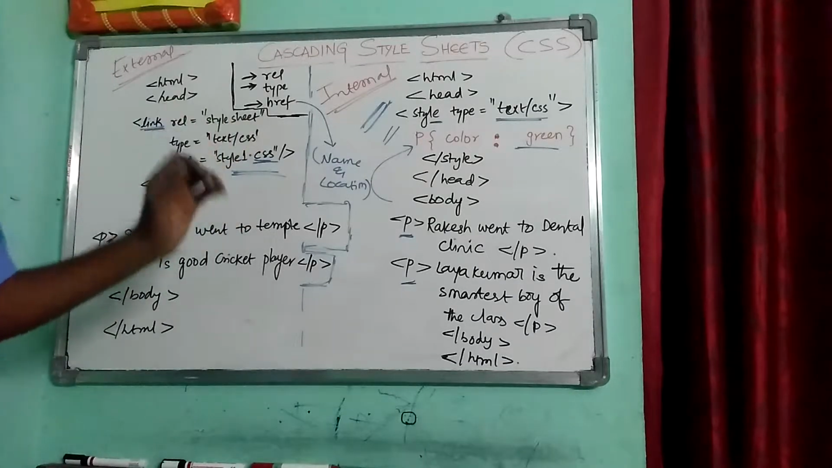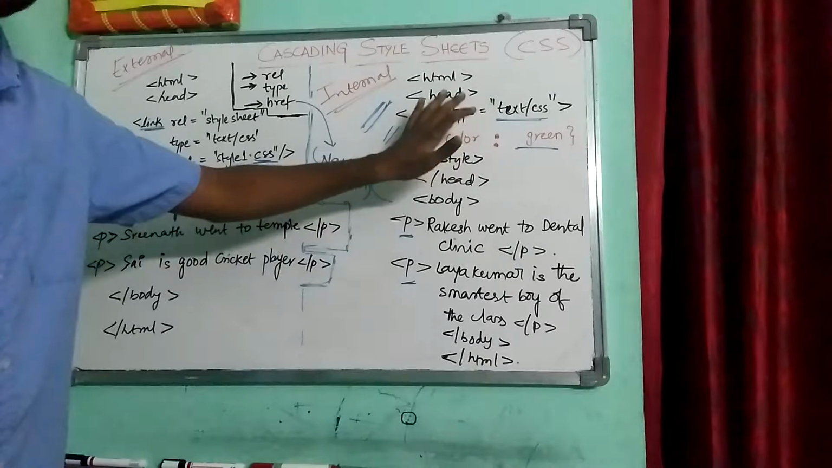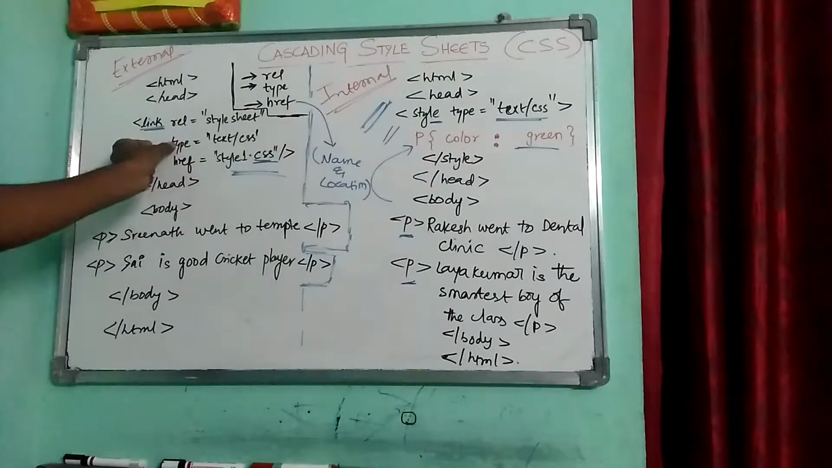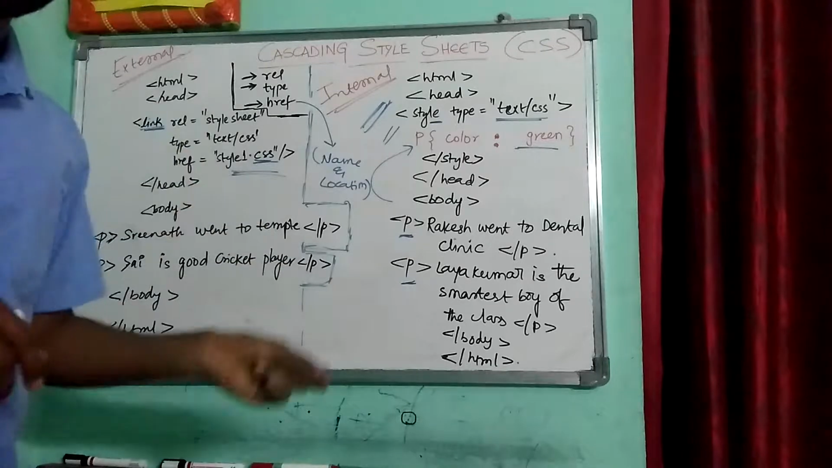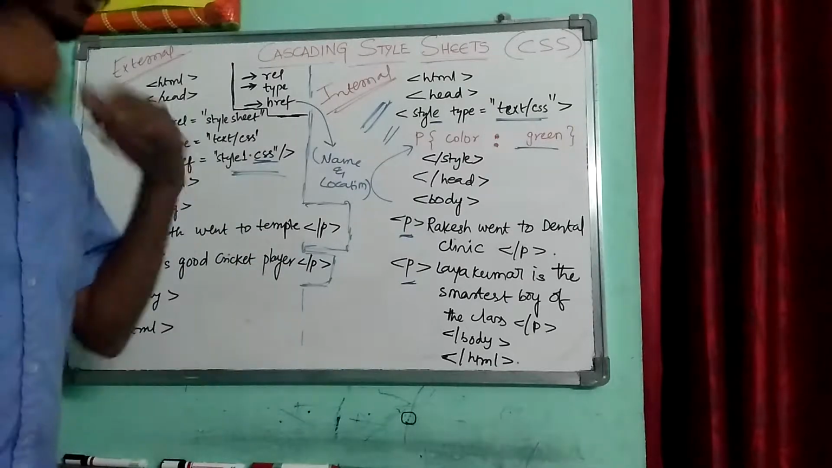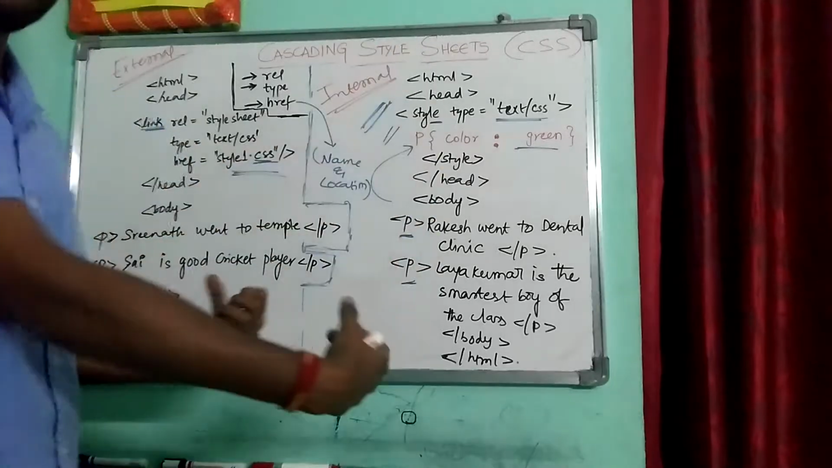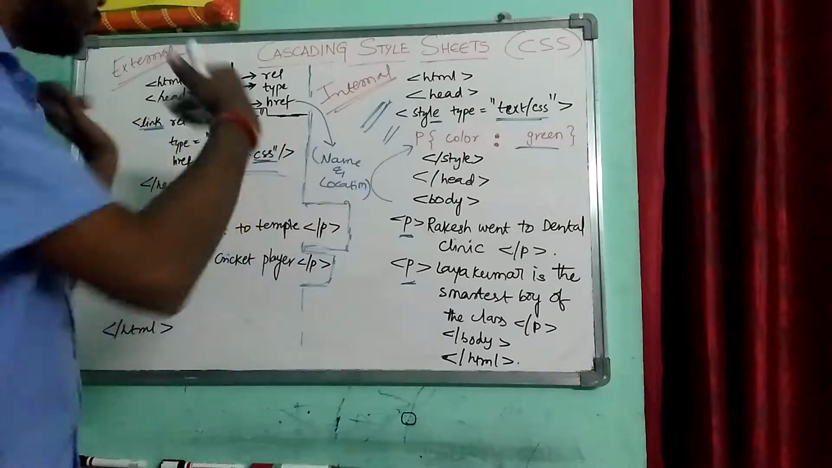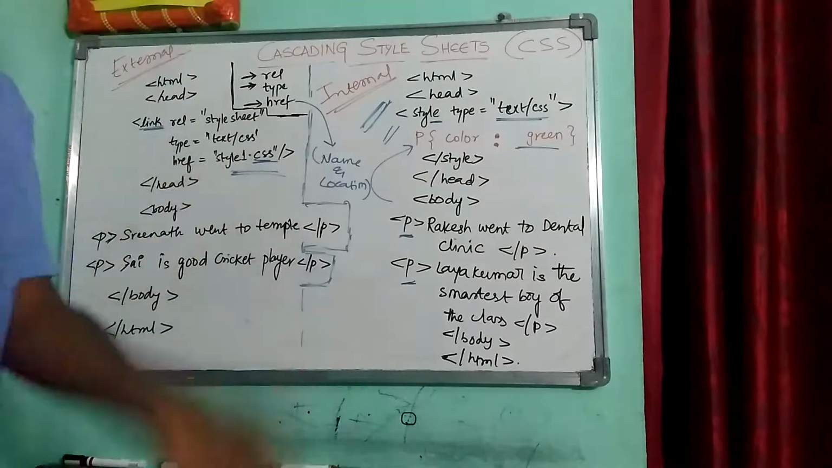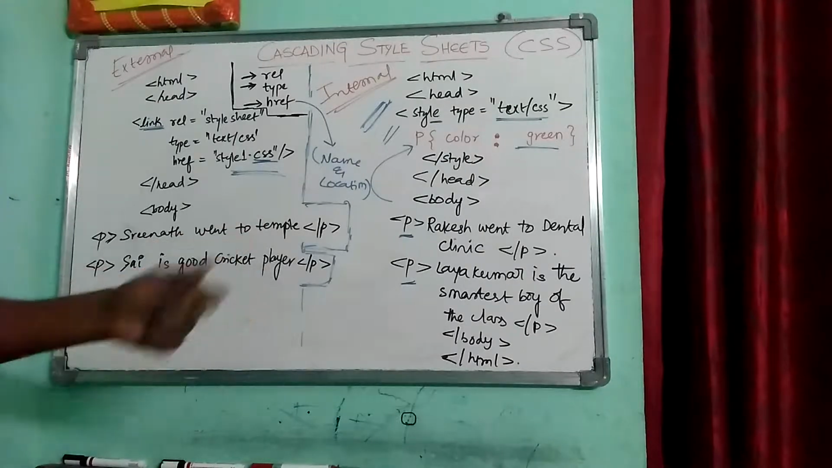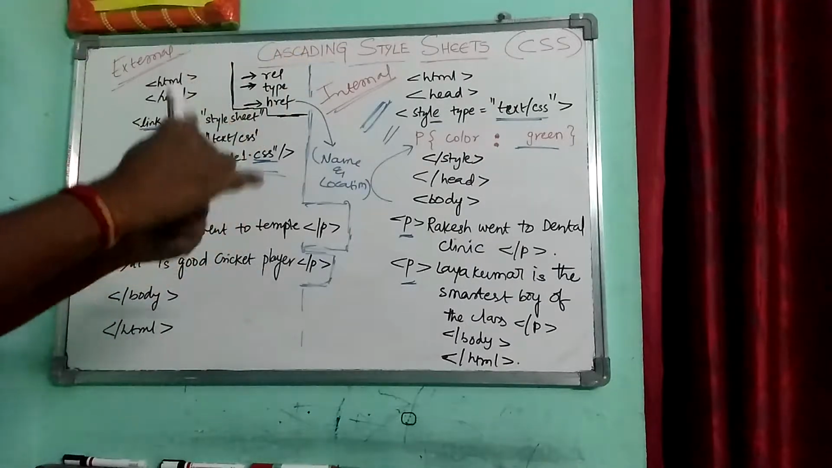Here we don't need any new attributes, but we need these three attributes and also the link tag. If the link tag is not present, then it won't be considered as an external style sheet. You can try it practically. I will show you the practical things while I'm working with the software. So these are both the internal and external style sheets.